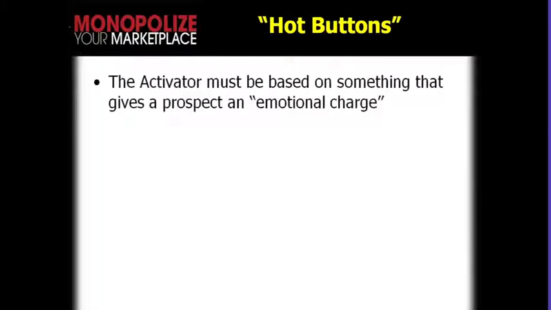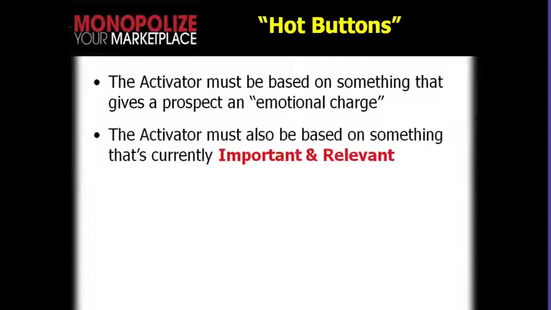We can't just put weird, unusual junk on the page and say, hey, people are going to look at the screaming baby or the wildebeest charging. We've got to put things on there that not only get them to take a look because they're familiar, unusual, or problematic, but also are important and relevant, okay? So here's what we've got to understand. The activator has to be something that gives the prospect an emotional charge, and it has to be, here are the keywords, they're in red on your screen right now, important and relevant. Write those down. These are what we call hot buttons. If an activator is also important and relevant, we call it a hot button.